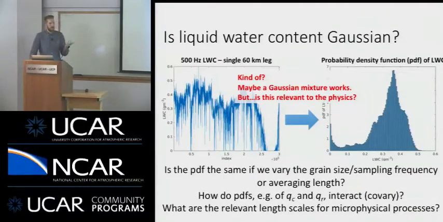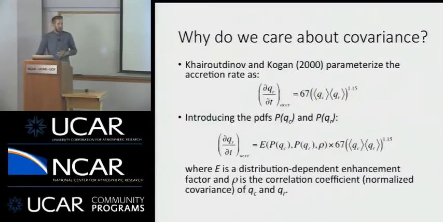And finally, this is kind of the most fundamental question to me: what, if any, are relevant length scales for microphysical processes? So let's actually start out with the middle question here of how do PDFs covary, and why would we care about this? So let's look at another process rate here.